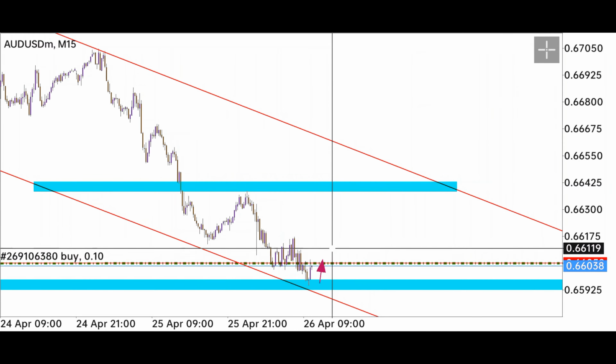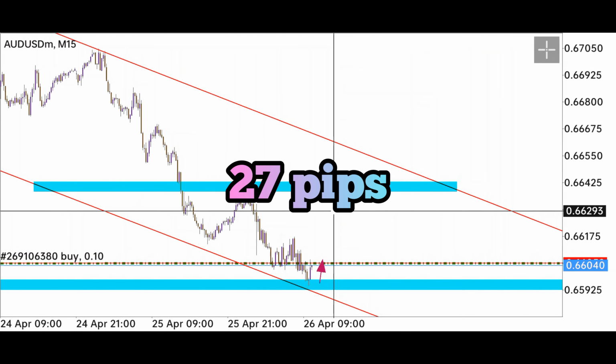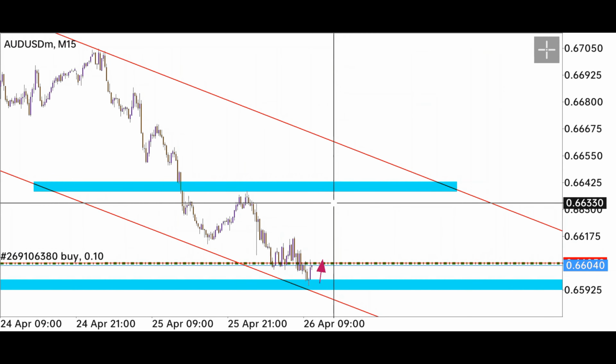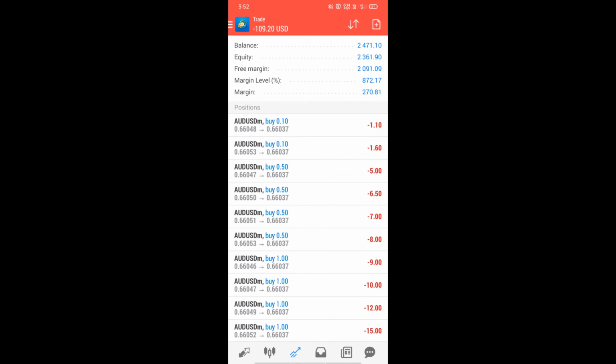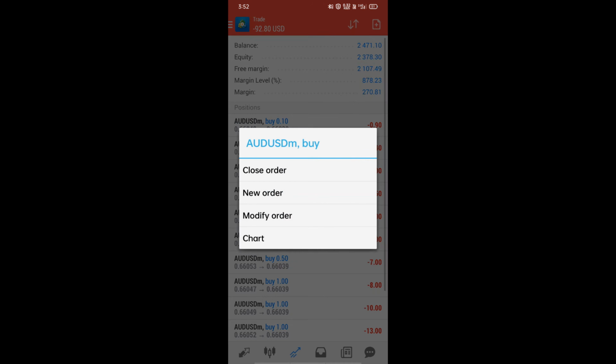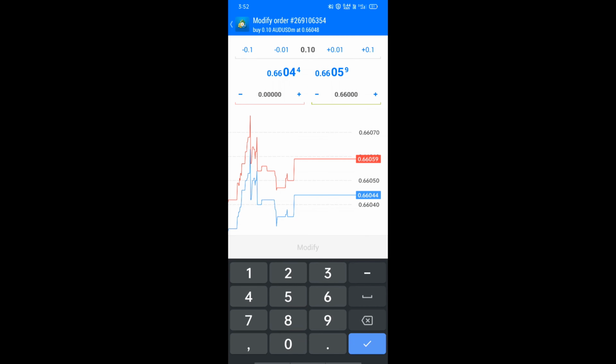My target point here would be 27 pips up where our second rectangle is level. The market should go as far as we have analyzed. Let's set it up in the trading system. Guys, our losses have extended from $90 to around $110. We wonder how much we can grow this account.